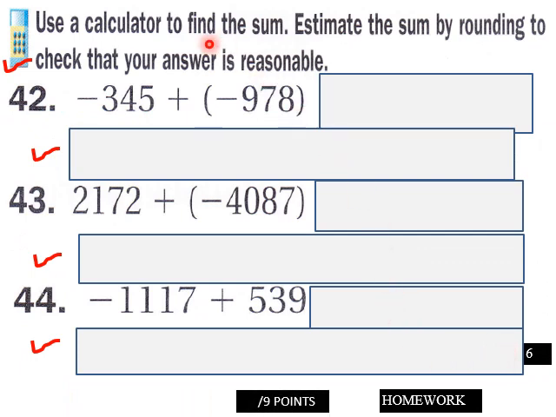Page 6, use a calculator to find the sums here. Use a calculator, and estimate the sum by rounding to check that your answer is reasonable. So you got it like a 2-part here. Sum, and then estimation here by rounding, and then here's your calculator. Will go in this space here. You got 9 points here, page 6.